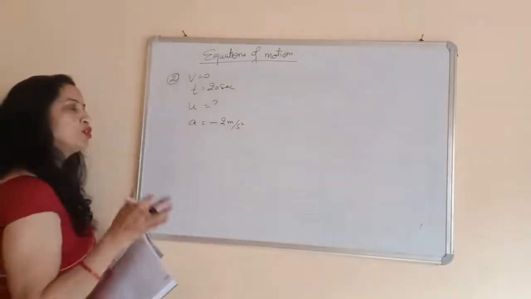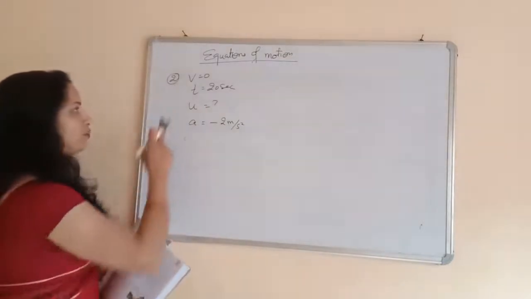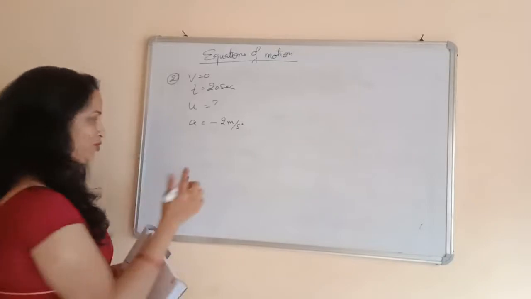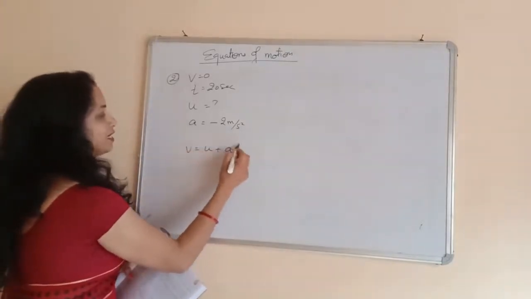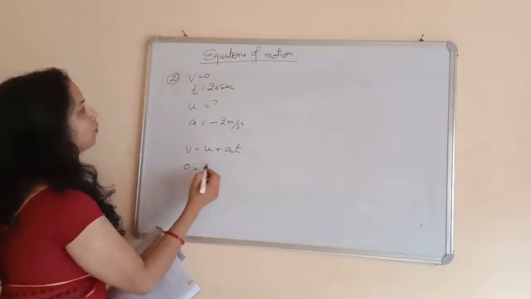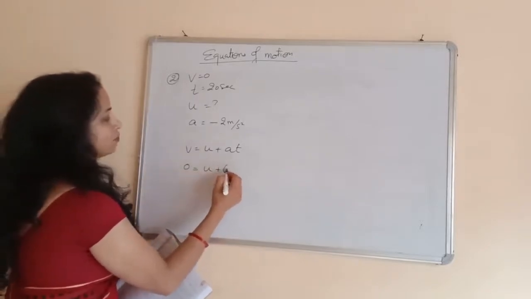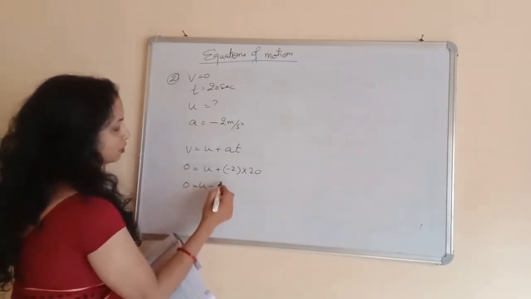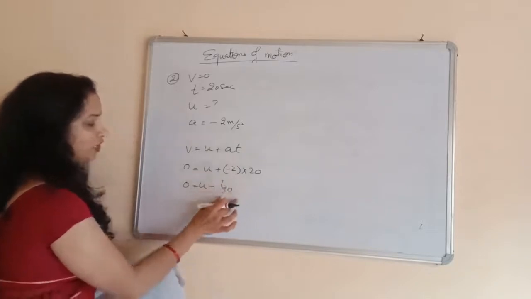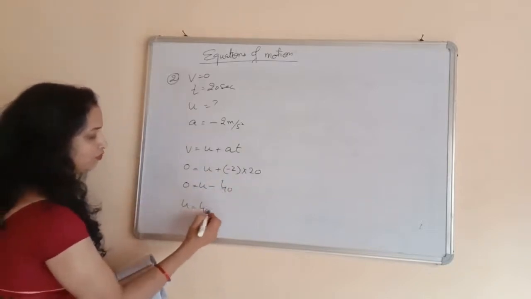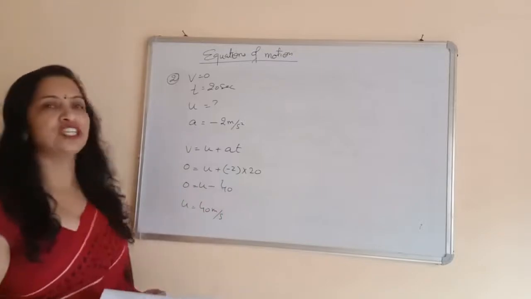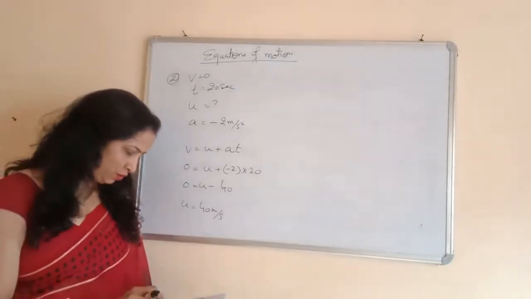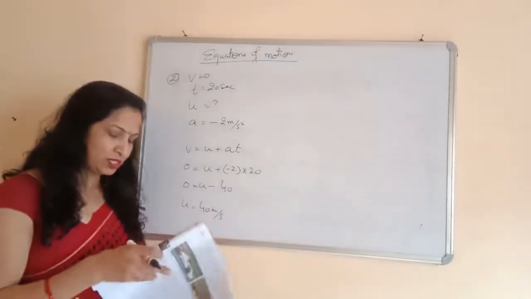Which equation of motion will you use to find the initial velocity? Again, you have the values of v, t and a, so you will use the first equation of motion, v is equal to u plus at. Now put the values. V is equal to 0, u we have to find, plus a is minus 2, and the time is 20 seconds. So 0 is equal to u minus 40, and this 40 will go to the other side, so u is equal to 40 meter per second. This is the initial velocity of the train. Again you can pause the video for writing the answer. Now this is the third question.